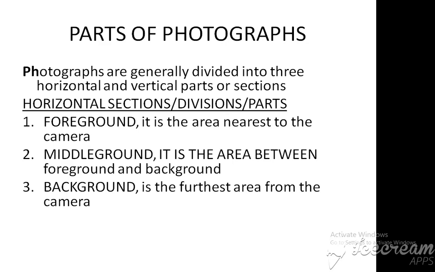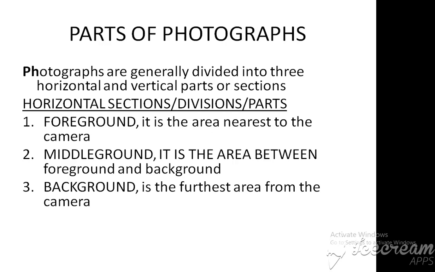A photograph can be divided into three horizontal parts. The first one is what we call the foreground, which is the nearest part of the photograph to the camera. Also, we have what we call the middle ground, the part which is in the middle, and the last one is what we call the background, the farthest, which is at the back of the photograph.